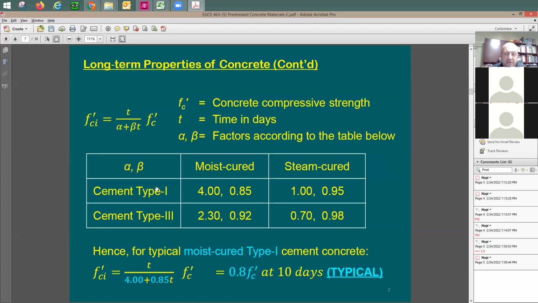It also depends on the way that you cure the concrete member after you cast it. If it's going to be moist cured, meaning after you cast the concrete you're going to cover it with a curing compound, or you're going to add water to it to keep it moist or keep it wet, in this case here, here's the value for alpha and beta.